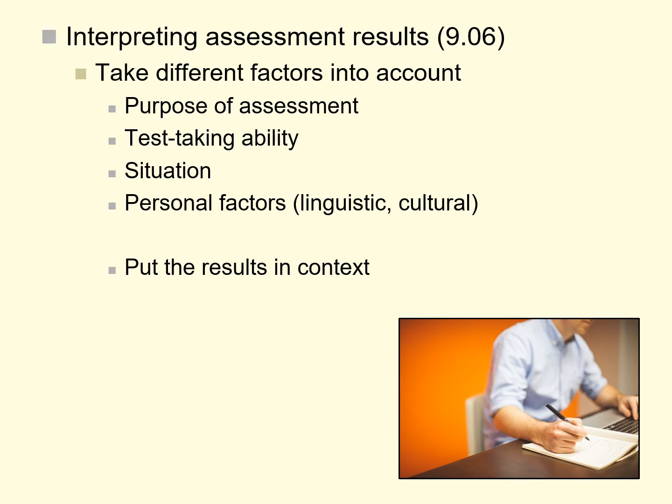Ethical Standard 9.06 is interpreting assessment results. This is almost a catch-all that says when you interpret results, you don't just take them in isolation. You don't just say, well, the person scored this score on my one test, therefore that means they have this level of a particular trait or this level of a particular ability.